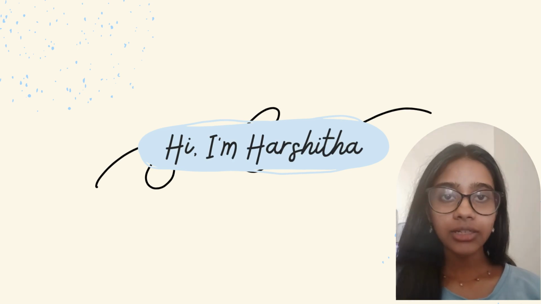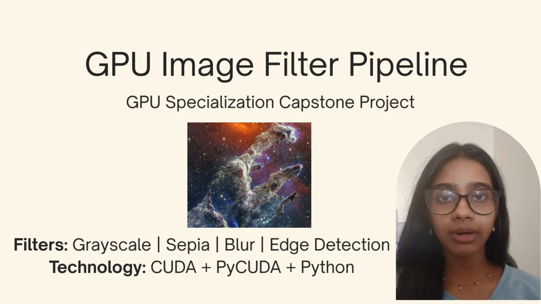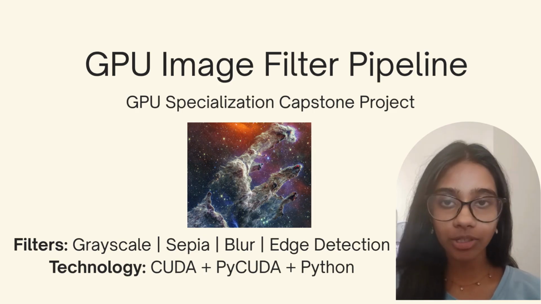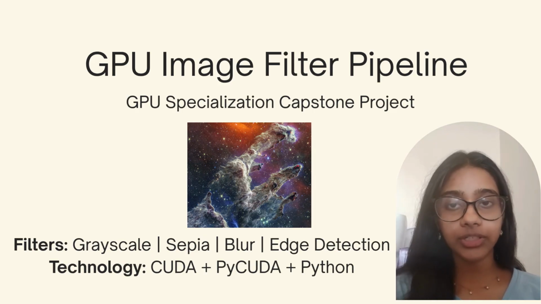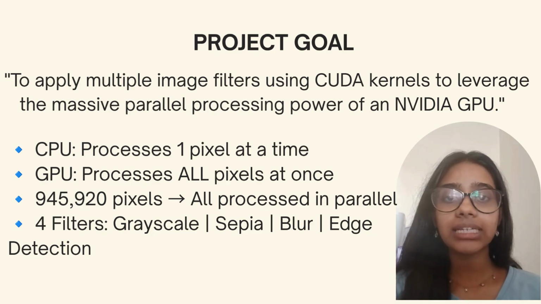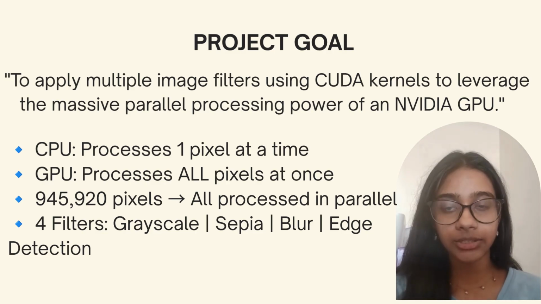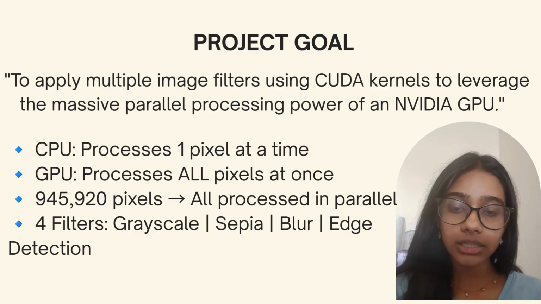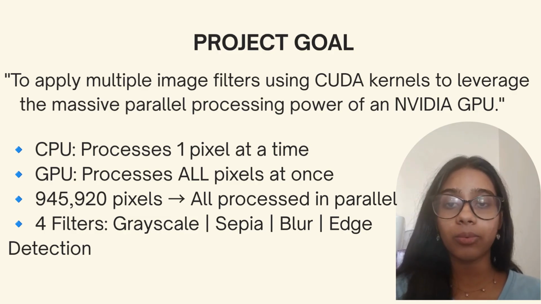Hi, I'm Harshita. Today I am going to be presenting my GPU Specialization Capstone Project, GPU Accelerated Image Filter Pipeline. The goal of this project was to apply multiple image filters: grayscale, sepia, blur, and edge reduction, using CUDA kernels to leverage the massive parallel processing power of an NVIDIA GPU.